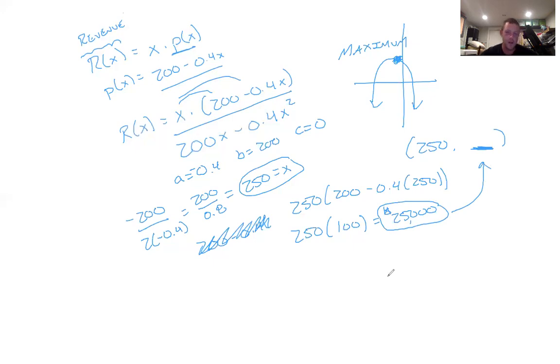So again, when they ask for anything to do with maximum or minimum, find the vertex. You got to find the x value using negative b divided by 2a, and then you just plug it in. So remember, negative b divided by 2a.